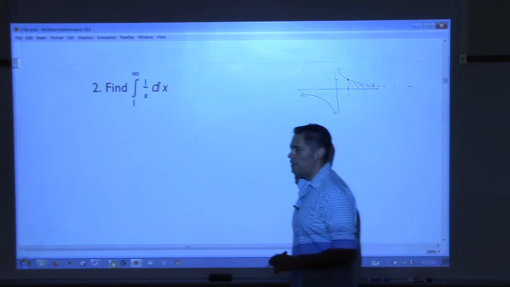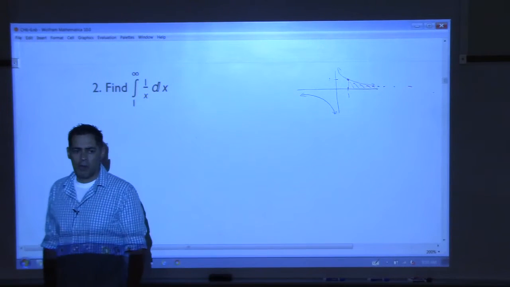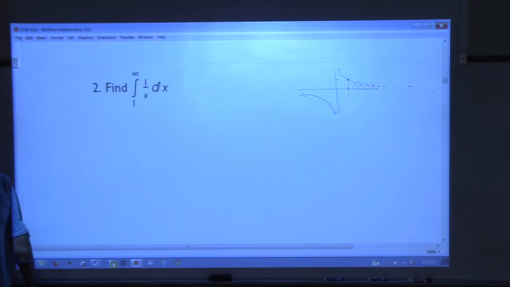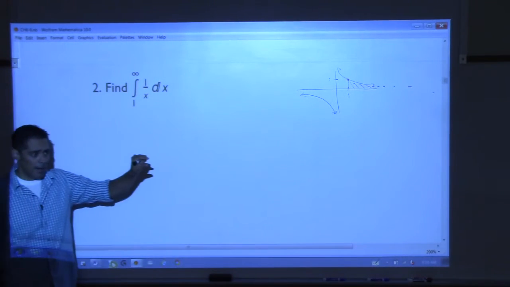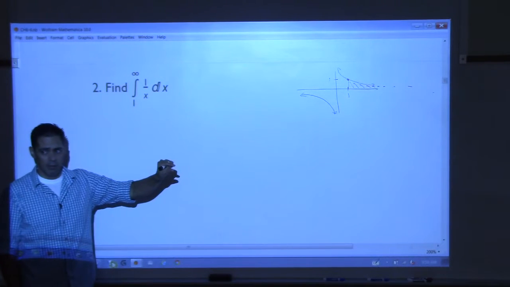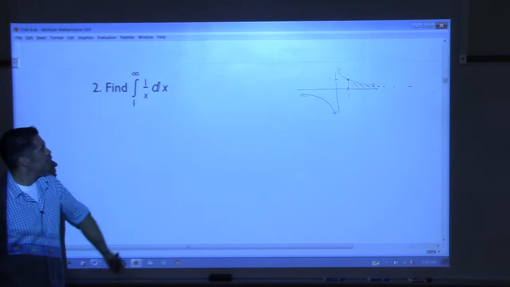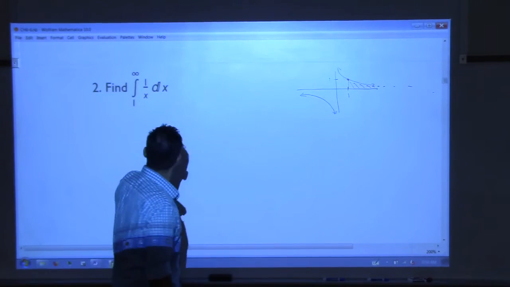The thing about this function, though, is that 1 over x and 1 over x squared do have a pretty fundamental difference between the two of them. Like 1 over x squared, that's going to get small very fast. Would you agree with that? Faster than 1 over x does. Let's see if that has an impact on the area.